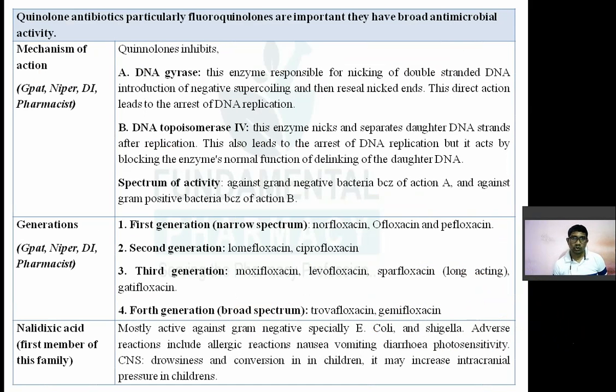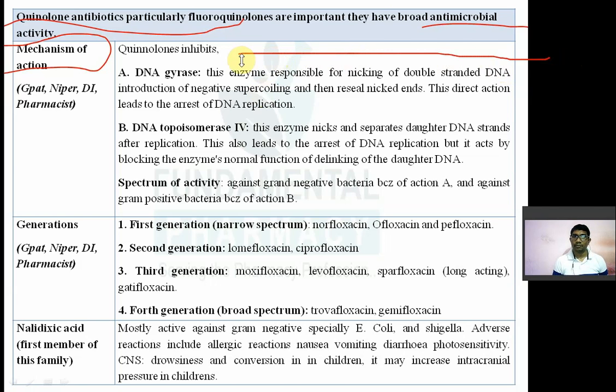तो quinolone antibiotics, particularly उसमें fluoroquinolone जो होता है वो important. Fluoroquinolones have broad antibacterial, antimicrobial activity. Now what is the mechanism of action? They affect DNA synthesis of bacteria by inhibiting the enzyme known as topoisomerase.